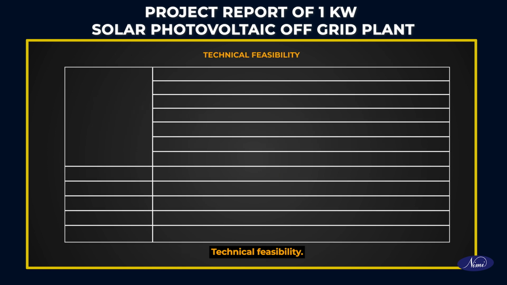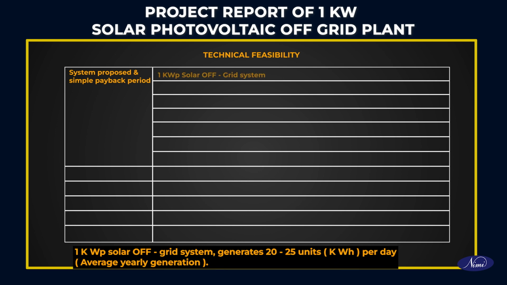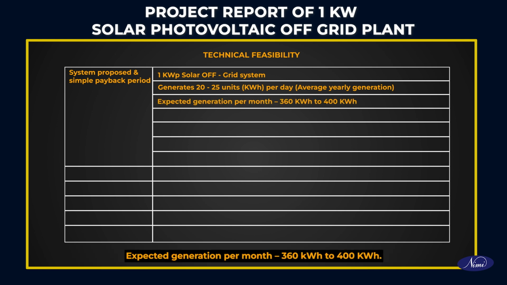Technical feasibility. System proposed and simple payback period. A 1 kilowatt solar off-grid system generates 20 to 25 units (kilowatt hours) per day. Average yearly generation. Expected generation per month: 360 to 400 kilowatt hours. Amount of savings on a monthly basis at ₹4: ₹1500.